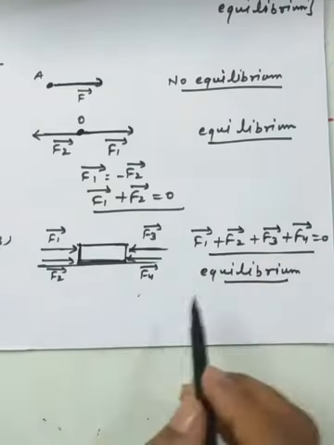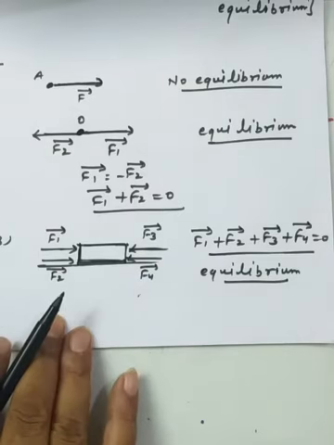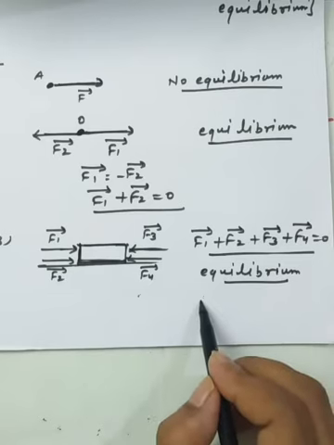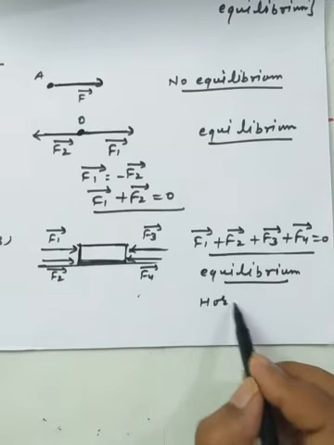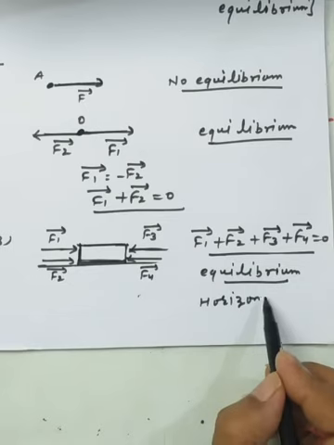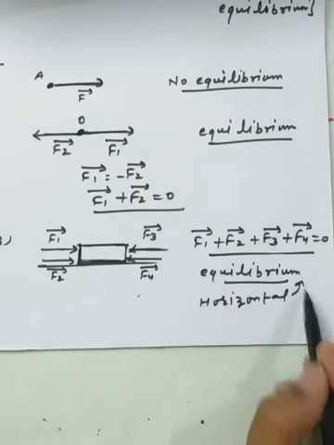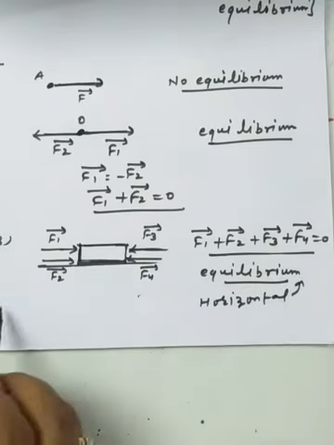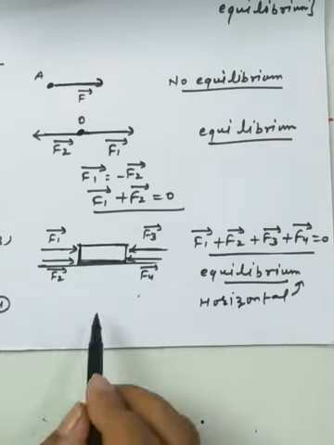Especially it is equilibrium along the horizontal direction, so sometimes we use the term horizontal equilibrium. Horizontal equilibrium. Now we are assuming the concept of vertical equilibrium.